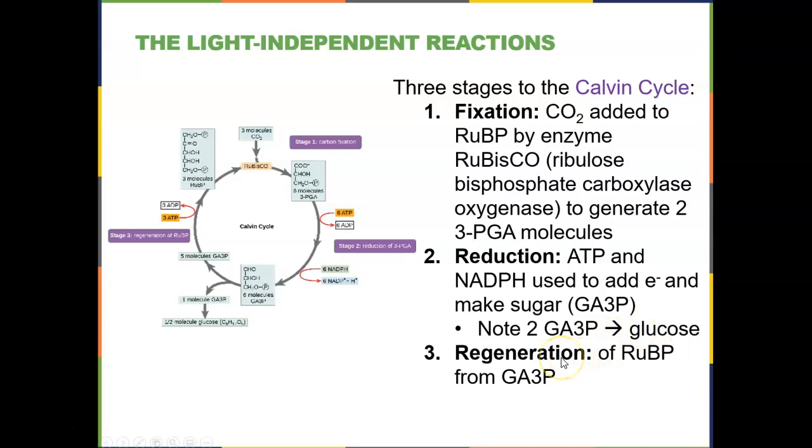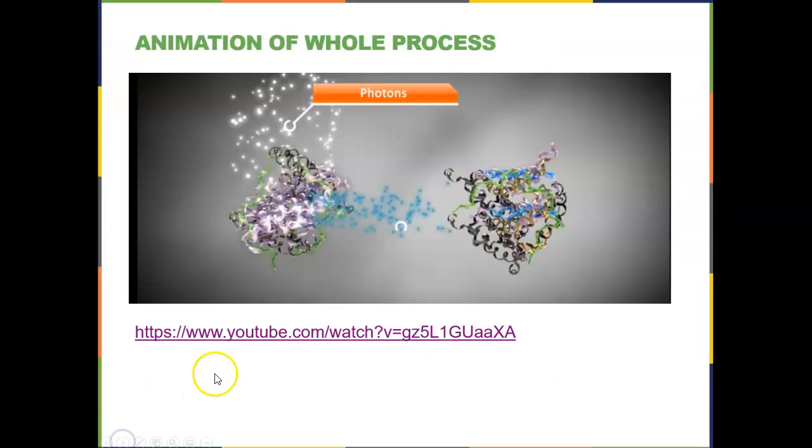The last step is that we need to regenerate the starting material, which was the ribulose bisphosphate, so that we have a cycle. So we need to generate that and we're going to use some ATP in order to get back to here so that we can start this whole process over again.